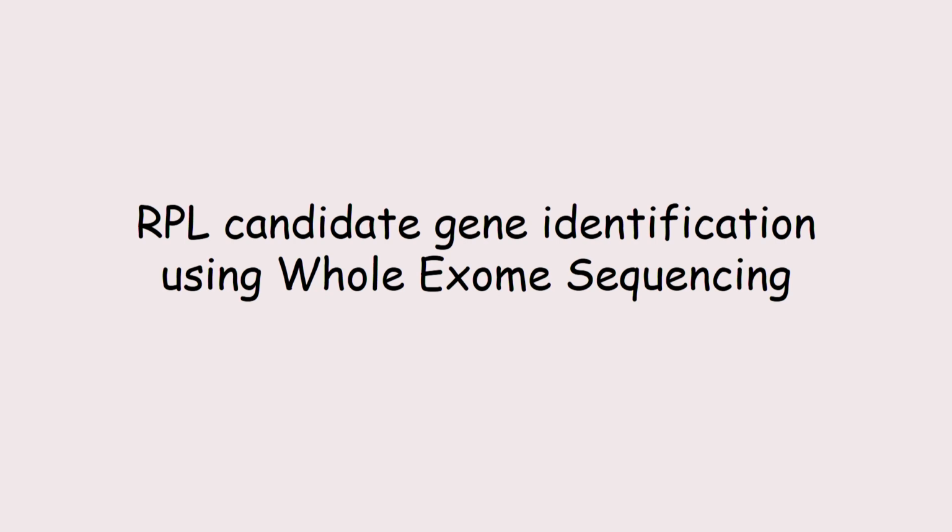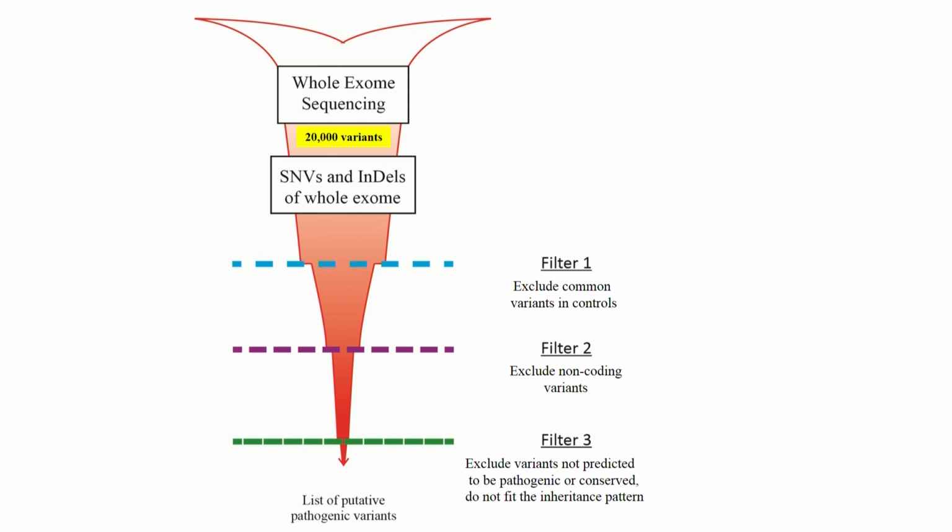The second example I want to show is the identification of a plausible candidate gene for RPL using whole exome sequencing. As already mentioned, whole exome sequencing focuses only on the coding part of the genome. And despite that, there is a huge number of variants that are identified, so one has to go through a process of filtering, removing the variants that wouldn't make sense or are not reasonable to include.